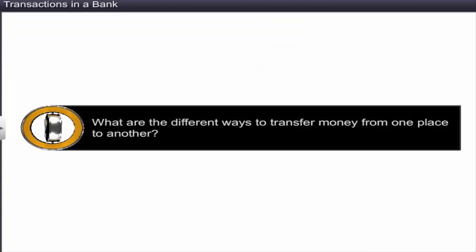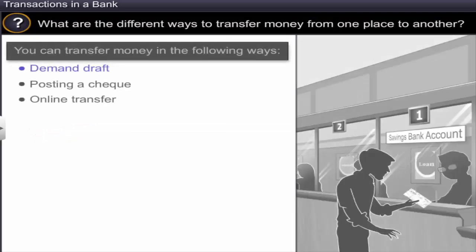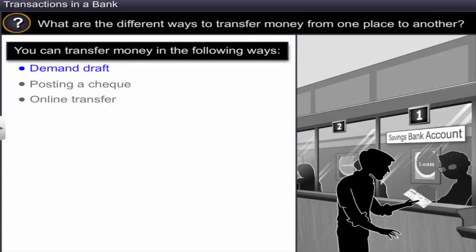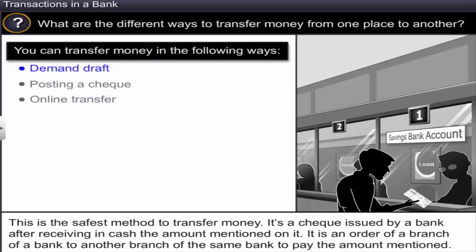Let's learn about the different ways to transfer money from one place to another. Money can be transferred by demand draft, posting a check through courier, or online transfer. A demand draft is the safest method to transfer money. It's a check issued by a bank after receiving in cash the amount mentioned on it.